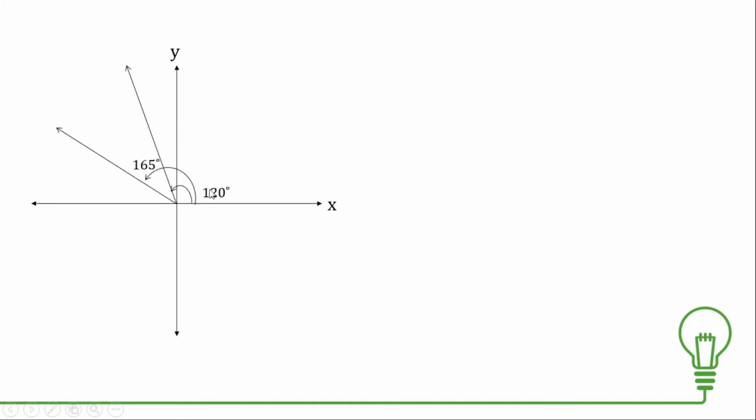Okay, let's go back to our first example. Let us have an angle which measures 120 degrees. Since its terminal side lies on the second quadrant, meaning the angle which measures 120 degrees terminates in the second quadrant. And with the angle which measures 165 degrees, since its terminal side lies on the second quadrant, then this angle is said to terminate in the second quadrant.